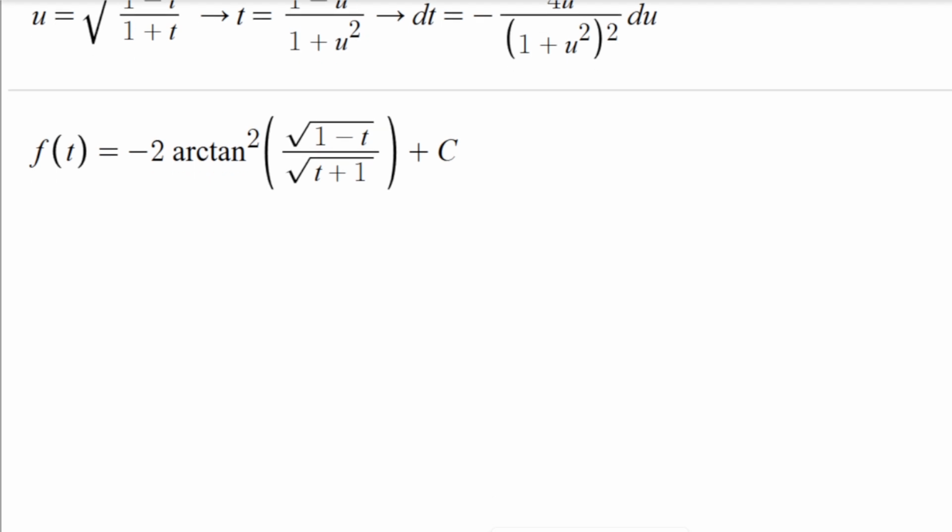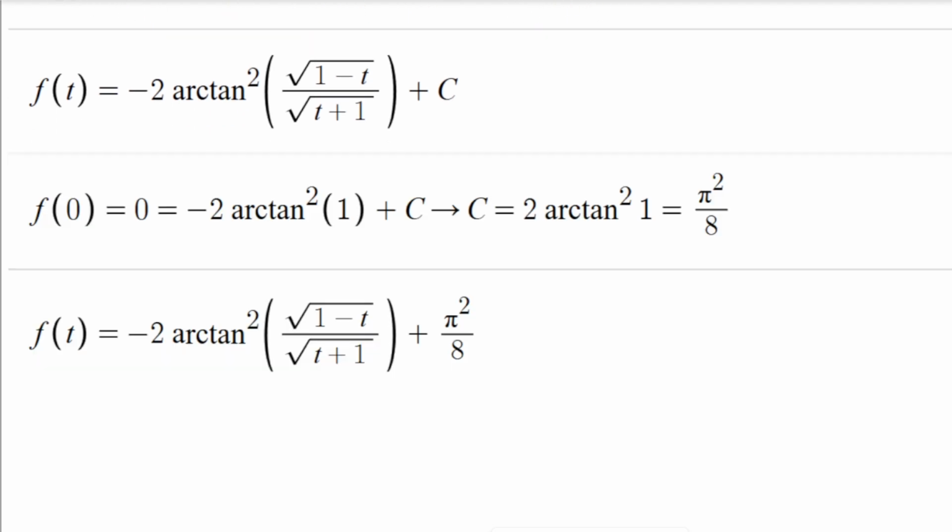So next, we need to solve for our constant of integration. Well, we know that f of 0 is equal to 0. So if we plug in 0 for t, we get negative 2 arctangent squared of 1 plus c. Arctangent 1 is pi over 4, so 2 arctangent squared of 1 is pi squared over 8. So that's what our c is. So we just replace c with pi squared over 8, and that is our new representation for f of t.